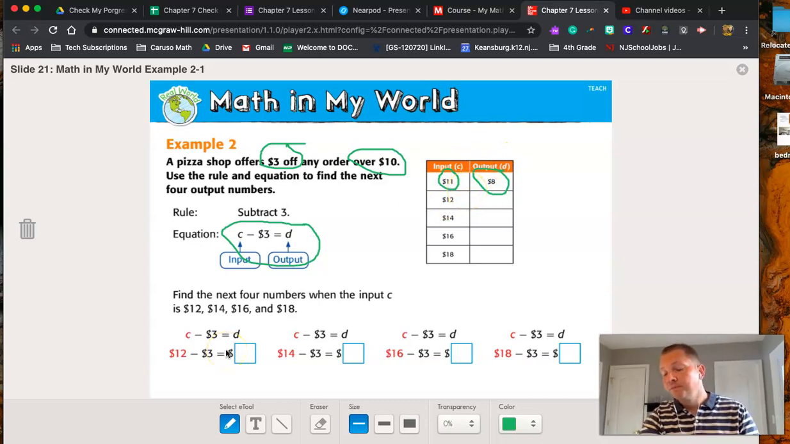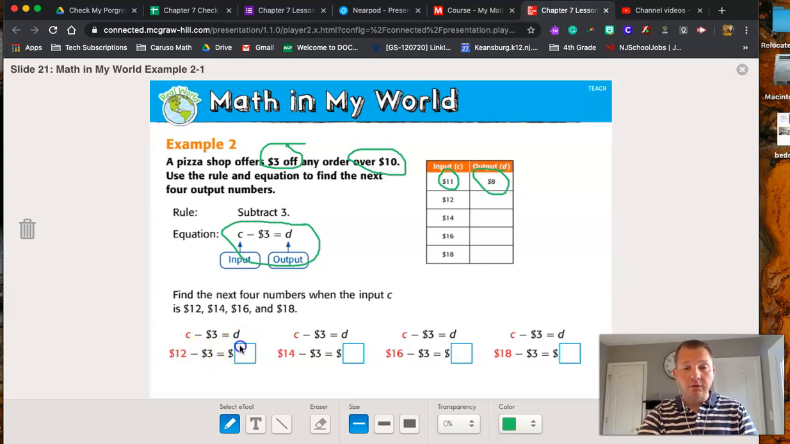So let's look at this. If I have $12 right over here, I'm going to spend 12. I'm going to take away 3. How much is my pizza order going to cost? All right, it's going to cost me $9. If I have $14 and I take away 3, how much am I going to spend? I spend $11.